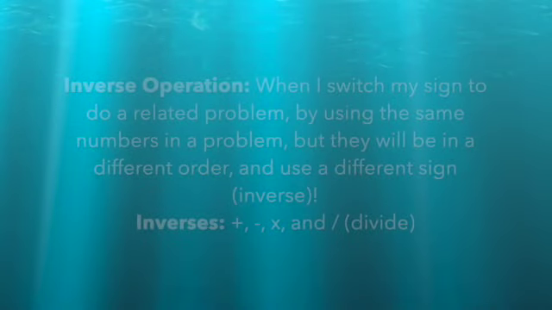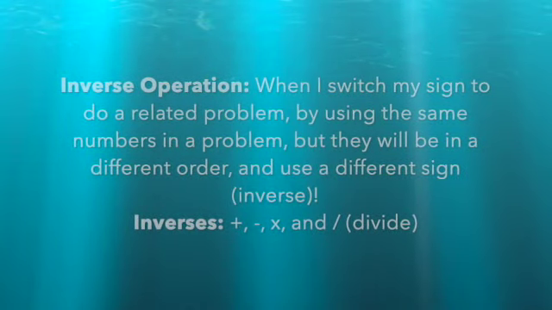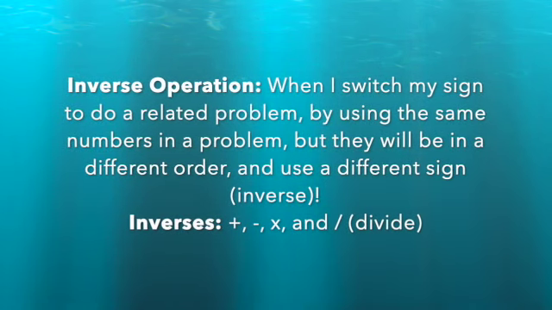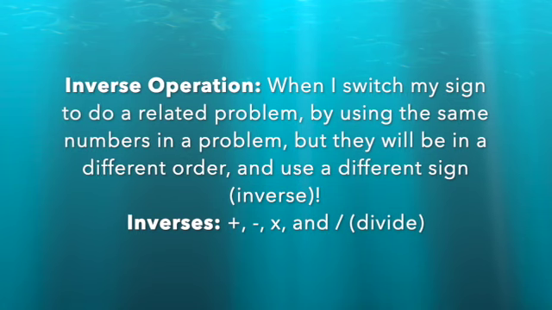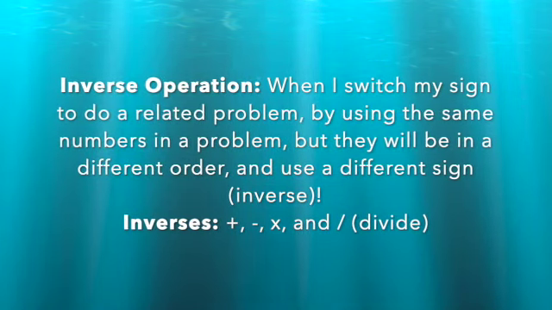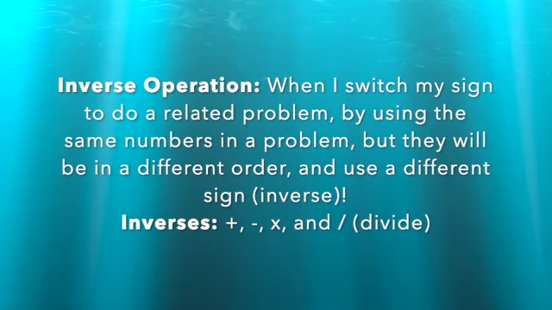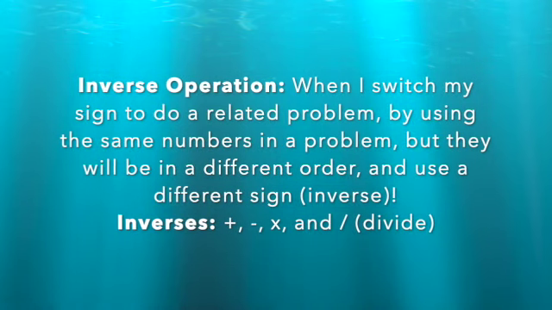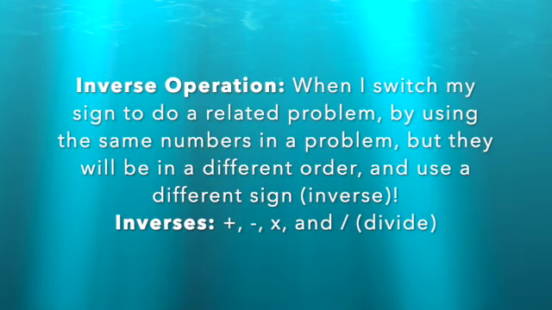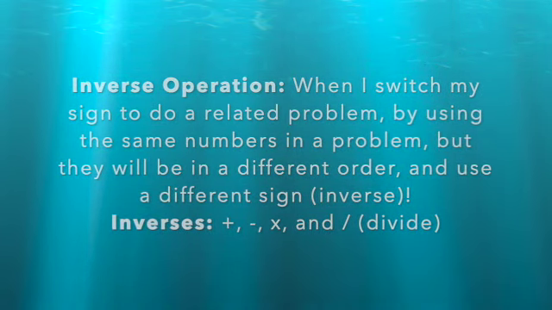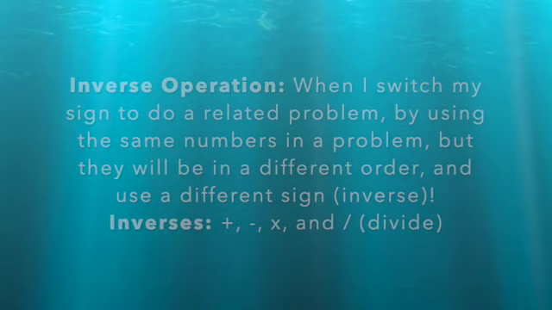So the inverse operation has to do with inverses or signs, and my sign or my inverse is adding, subtracting, multiplying, or dividing. Today we're subtracting and then adding, of course. The inverse operation is whenever I switch that sign and do a related problem by using the same numbers in that problem, but they're going to be in a different order since I'm using a different sign or inverse. Again, inverses are those signs that we use whenever we add, subtract, multiply, or divide.